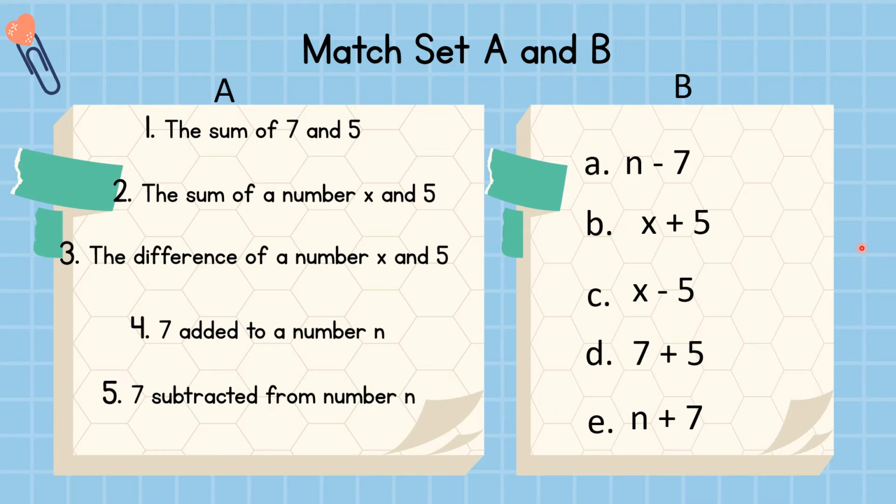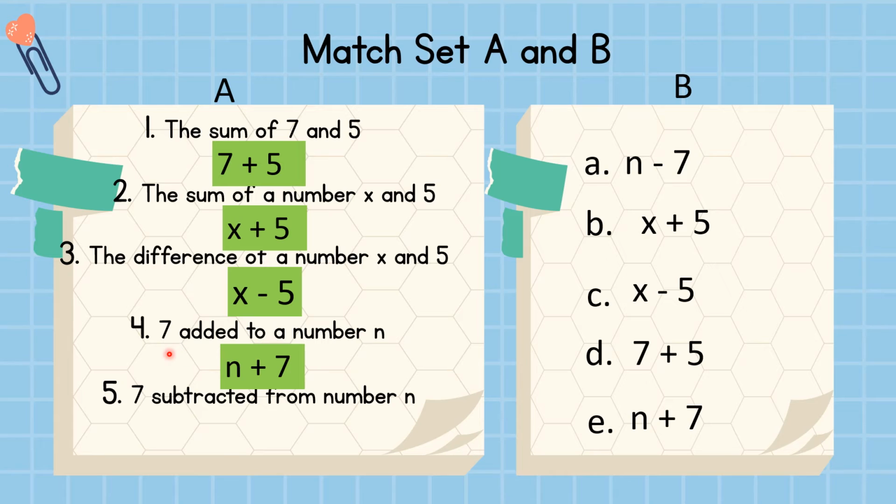Okay. So number 1, 7 plus 5. That's letter D. Number 2, the sum of x and 5, so x plus 5. And that is letter B. Then we have the difference of a number x and 5. So x minus 5. That is letter C.